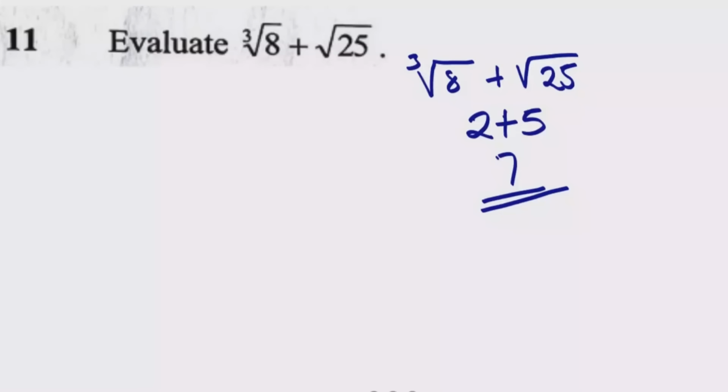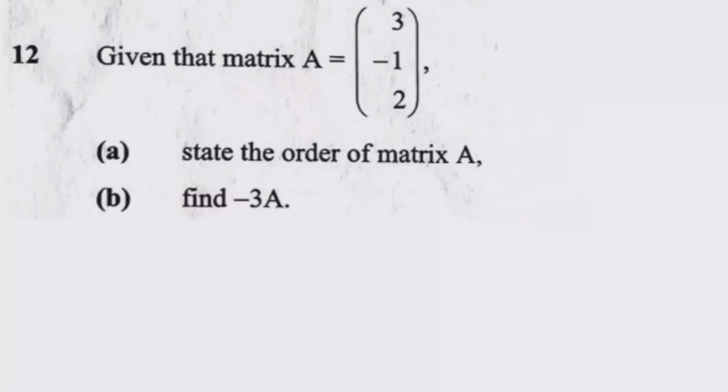Question 12 is as follows. Given that matrix A is equal to 3, negative 1, 2. 12a, state the order of matrix A. 12b, find negative 3A. Okay, so let's start with A, which is state the order of the matrix.